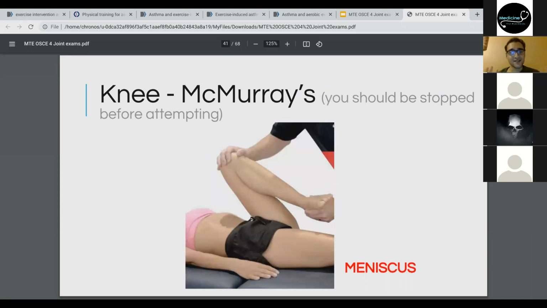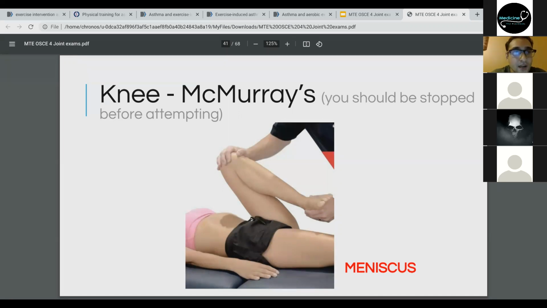And then McMurray's. Sorry about this, I completely fumbled what I was saying. Right, so McMurray's, you've got your patient on their back. You get them to bring their knee as close as possible to their chest. So that's a full flexion of the hip and a full flexion of the knee. You then place one hand on the top of the patella and use your other hand to externally rotate the heel to about 30 degrees outwards for the lateral meniscus and 30 degrees inwards for the medial meniscus.